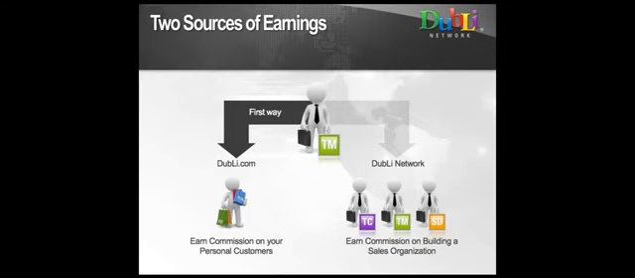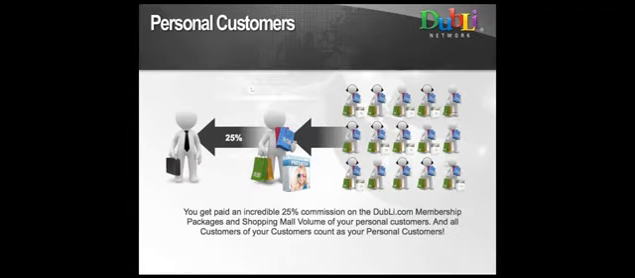Now, let's talk about the back end. You just saw the front end. You just saw how quickly some money can be earned as you build your business. This is the residual income. Now, you're going to earn your earnings on DubLi.com personally off of your personal customers. And then on DubLi Network, this is where you earn your earnings on your team and their customers. Sales on the personal side, personal customers, you've seen this before.